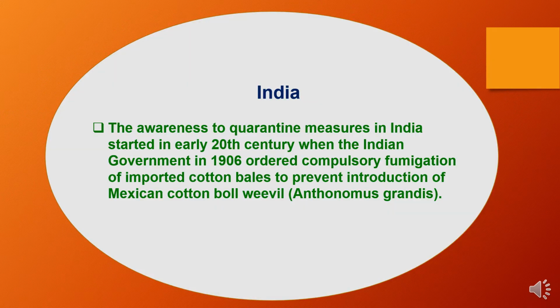As far as plant quarantine is concerned, in India the awareness about quarantine measures started in the early 20th century, when the Indian government in 1906 ordered compulsory fumigation of imported cotton bales to prevent the introduction of the Mexican cotton boll weevil.